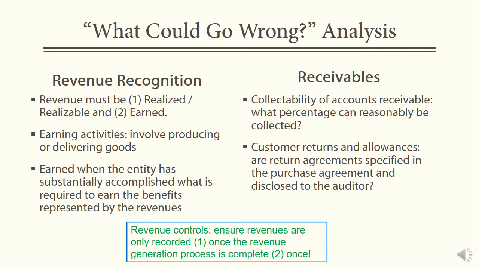Earning activities involve producing or delivering goods or services, and the revenue is considered earned when the entity has substantially accomplished what is required to actually earn the money. With receivables, you're focusing on what could go wrong with regard to collecting the accounts receivable and how reasonable your assumptions are about collecting those receivables. You're also concerned with customer returns and allowances.